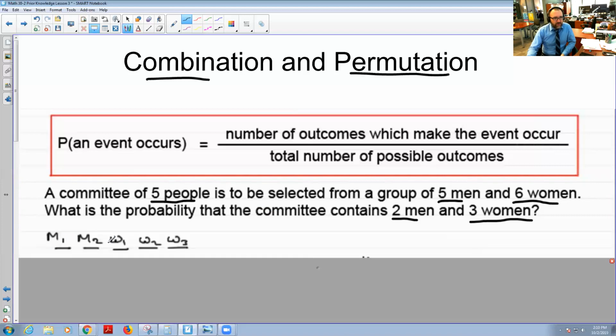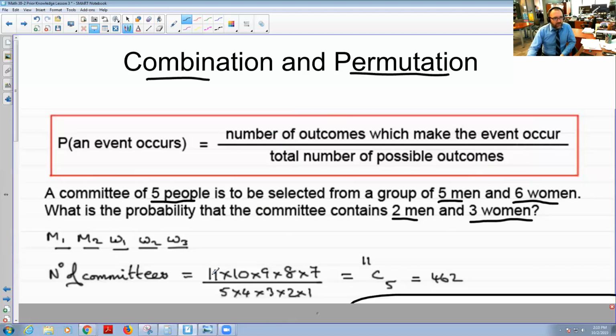That's what's represented right here, 5 people, and in here 2 men and 3 women. So that would be either the top or the bottom. Well, I could say right off the bat, the number of outcomes which the event is trying to occur would be the top. The total number is what we've done in lesson 2. So let's figure that out.